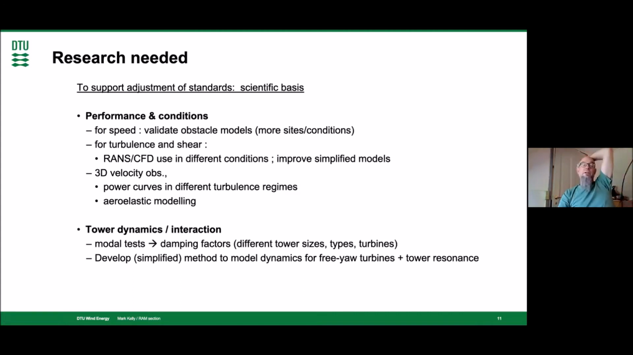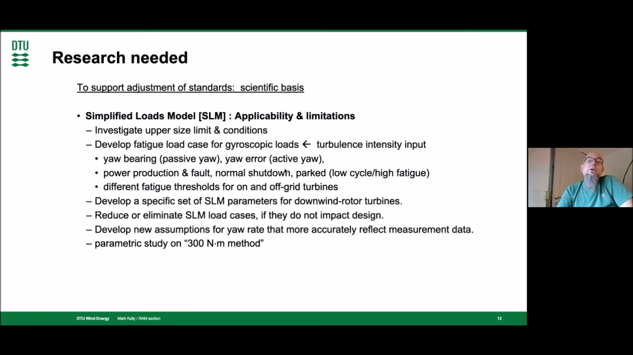Yeah, the aero modeling comes after that as well. And then modal tests, that's also underway. For example, University of Vienna, I believe, and others are doing that. Getting a better handle on damping factors with modal tests, using different weights, turbines on top of different towers, different sizes. And so, yeah, that can hopefully be translated into a simplified method, for example, for free yaw turbines to deal with tower resonance.